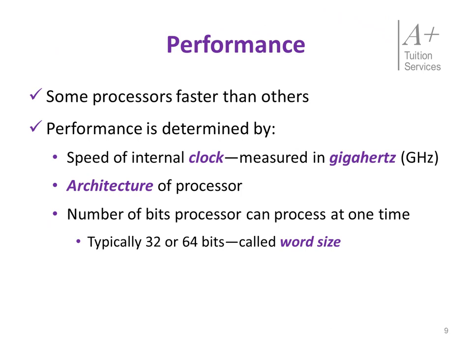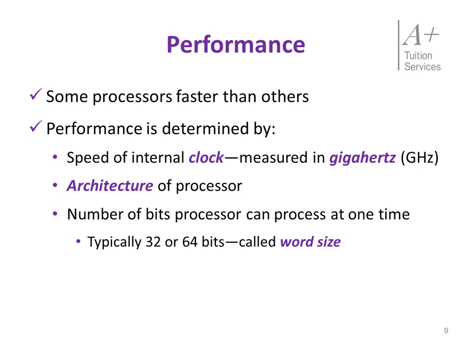So when we talk now about the performance of a processor, some processors are faster than others, and it could be determined by a lot of factors, such as the speed of the internal clock in the processor. And this is measured in gigahertz. So sometimes when you're uploading and downloading music, you'll see GHz next to it. That means the speed at which the processor works.